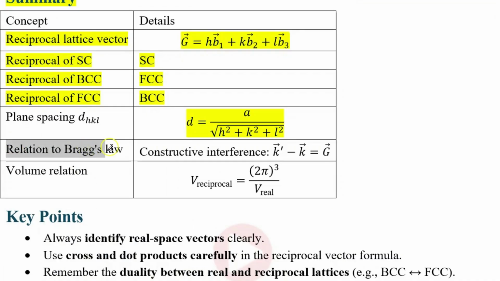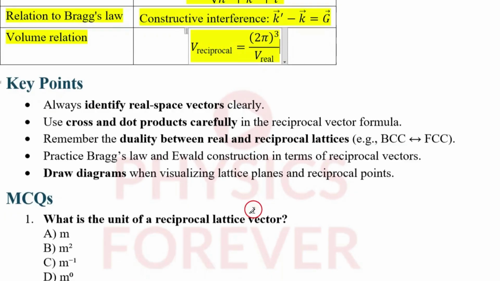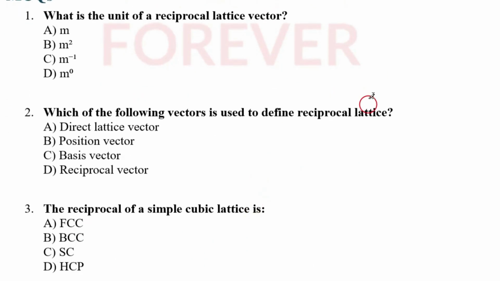Then relation to Bragg's law, constructive interference for this one. So this is the most relation for volume, then this is the reciprocal of volume. So some of the key points we have to discuss, we have to summarize that. Okay, then we go for MCQ.